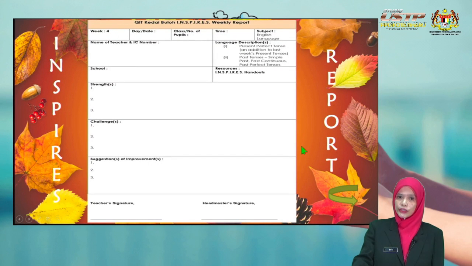And this is the QIT Kedai Buloh Inspires Weekly Report. After the teacher has completed teaching the Inspires class, they will need to fill in this form and identify the strengths, the challenges, and suggestions for improvement. And this form will be submitted to the PPT.